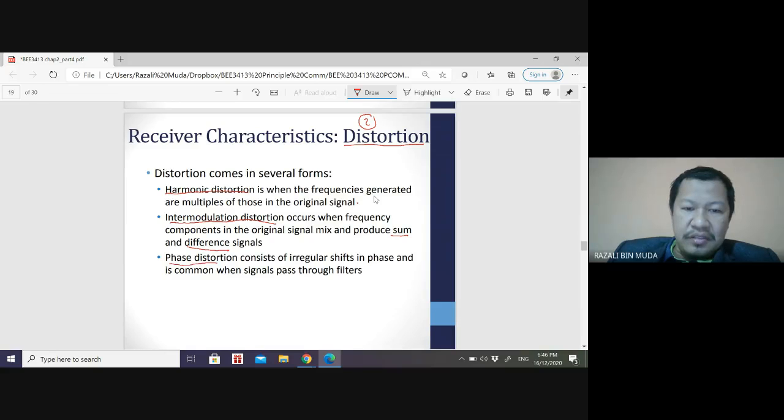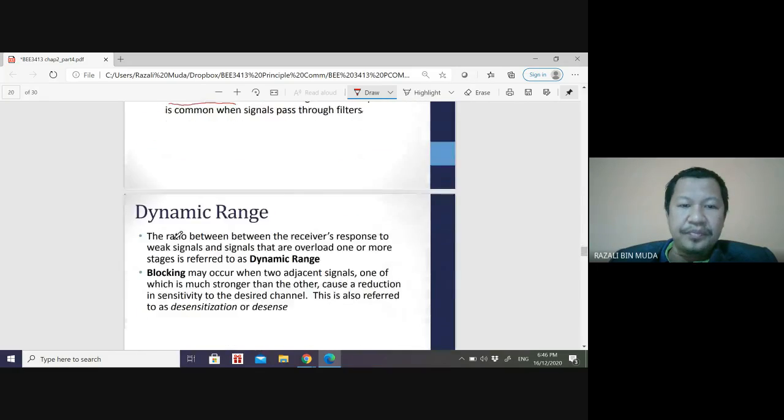The third one is phase distortion. So you have three types of distortion: harmonic, intermodulation distortion, and phase distortion. Phase distortion consists of irregular shift in phase and is common when signals pass through filters. Okay, there are three types of distortion.